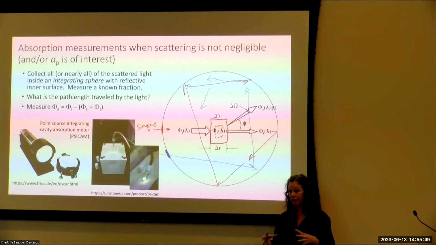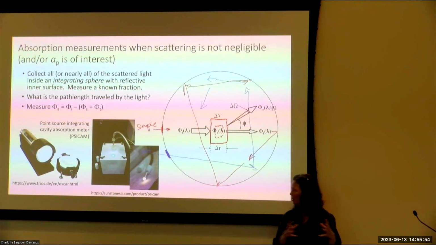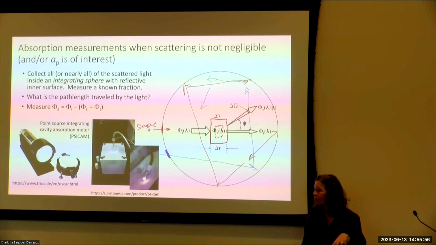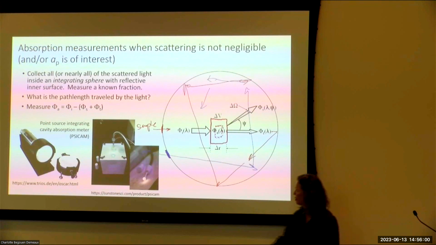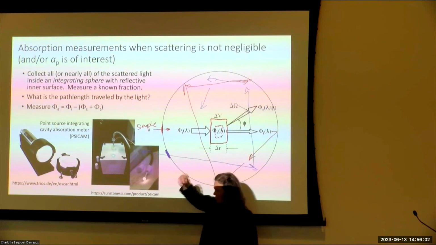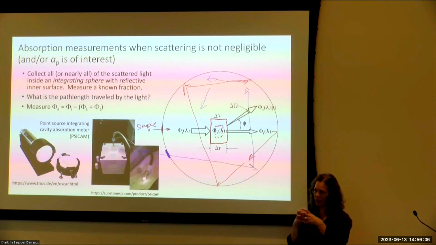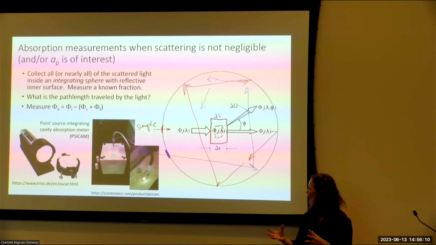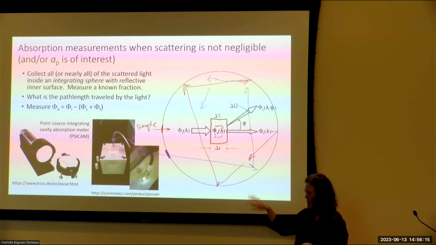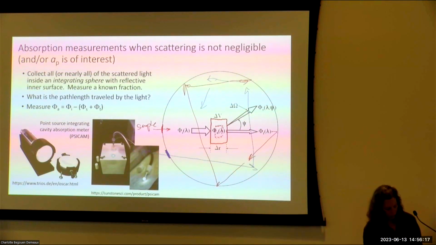You can also buy integrating spheres now that are meant to either work on the bench top or go in the water. They're what are called point source integrating cavity absorption meters. So a light source goes down into the cell, or into the sphere, and actually the light goes all over the place, but the same principle applies. There are a couple of different manufacturers that make those now.